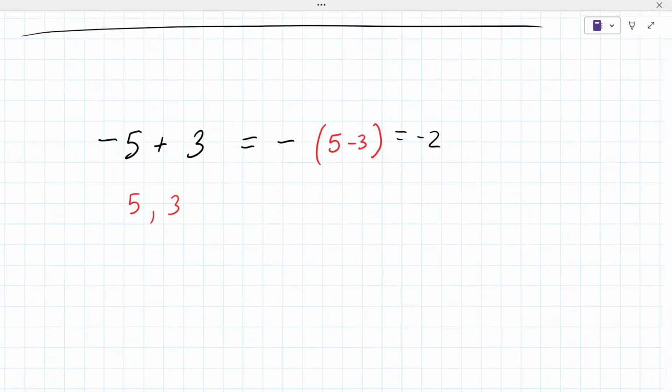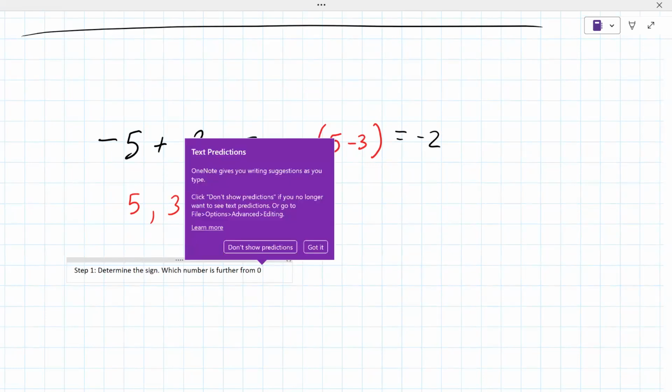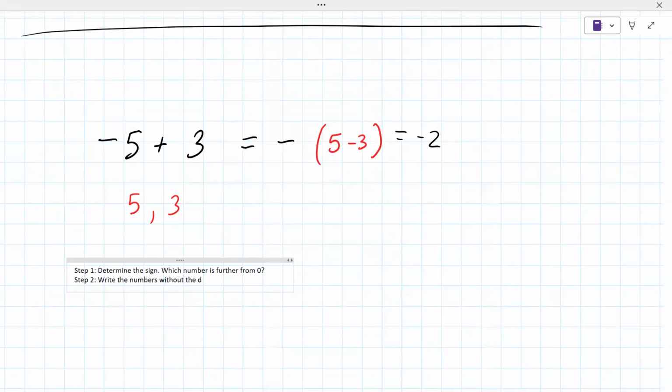I'm not sure what you have written out, but I'll try to do better. I don't write well sometimes. Step 1 is to determine the sign. Which number is further from 0? That's how you figure it out. Step 2, you write the numbers without the sign. Then you take the larger and subtract the smaller.